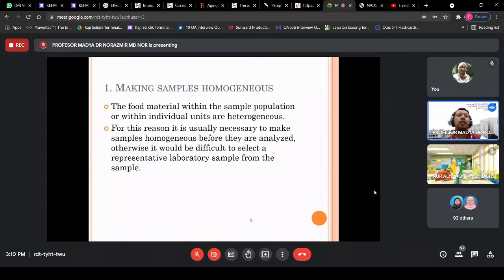Nasi lemak, in the first place, is heterogeneous. We have the separate nasi, anchovies, cucumber, egg. Yeah, that's heterogeneous. So when we do the food analysis, we blend and mix it together to become homogeneous. Then we make it a small amount to be analyzed that will represent the whole population of the sample of nasi lemak.